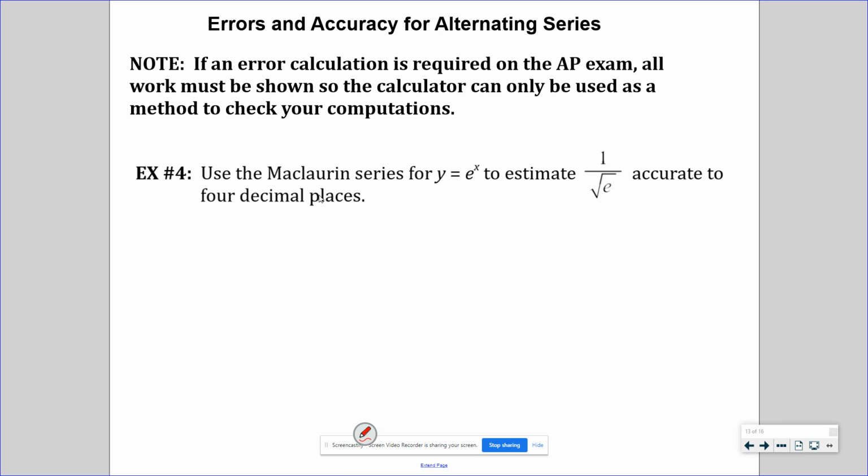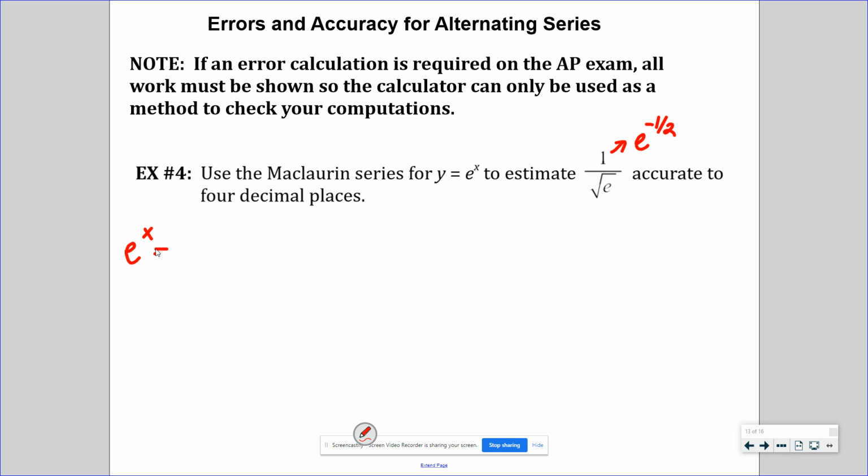Use the Maclaurin series for y equals e to the x to estimate 1 over radical e accurate to 4 decimal places. Okay, let's start with something simple. 1 over radical e is the same as e to the negative 1/2 power, right? So essentially, we're going to use e to the x, and we're going to plug in negative 1/2 for that.